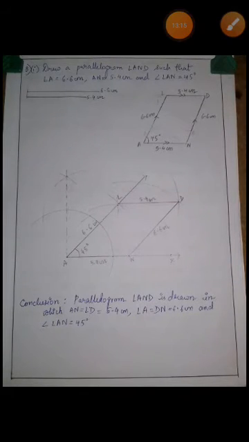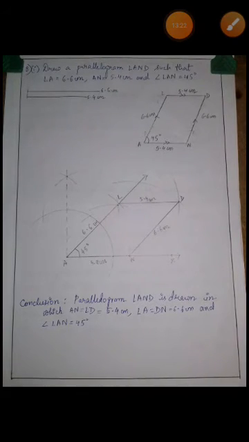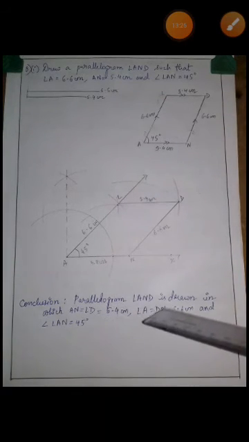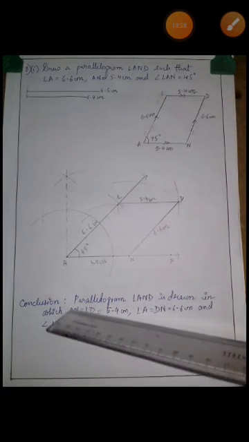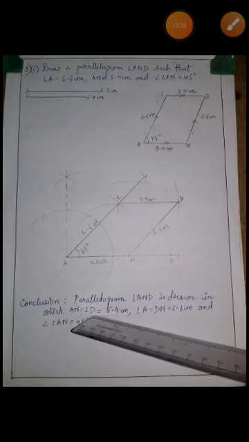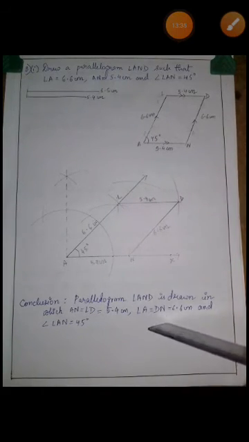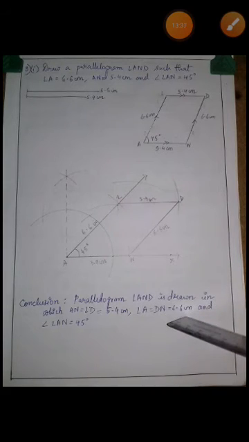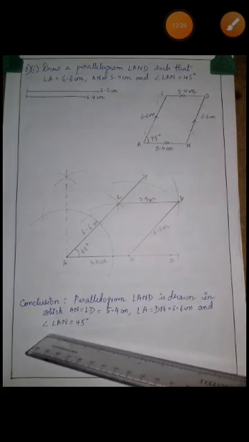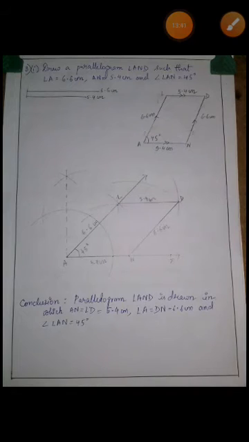So finally students, we have obtained the required parallelogram LAND. You are going to write the conclusion after the construction. Parallelogram LAND is drawn in which AN equals LD equals 5.4 centimeter and LA equals DN equals 6.6 centimeter and angle LAN equals 45 degree.